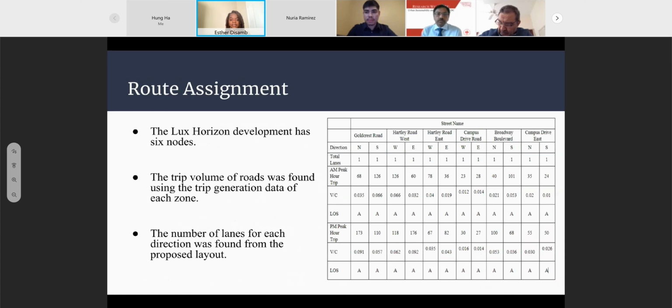For the route assignment, we have six nodes in our development. In order to find the level of service on each road, we use the volume over capacity ratio, and the capacity was estimated to be 1900.